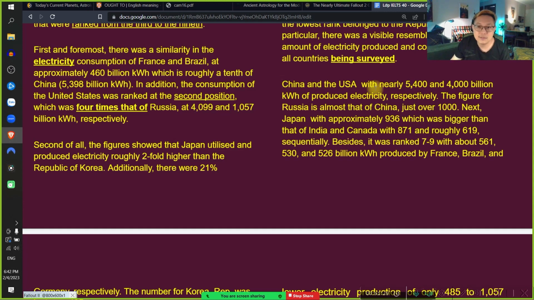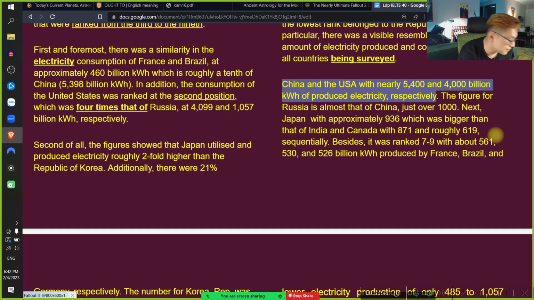Okay, China and the USA with nearly. Wait, cái này không phải thành câu. This is not a sentence. You know why, class? Nhìn kỹ đi. Just look at this one. What's wrong with this sentence? Or it's not a sentence. Chinese, what Chinese? Nó sai cái gì? See, what's the problem with that?